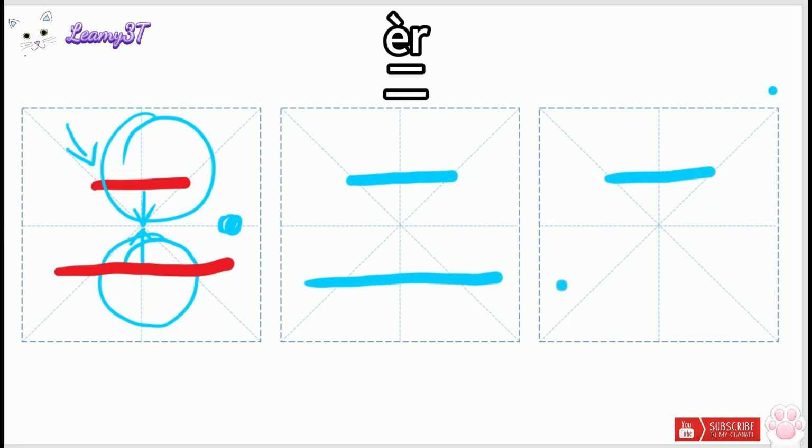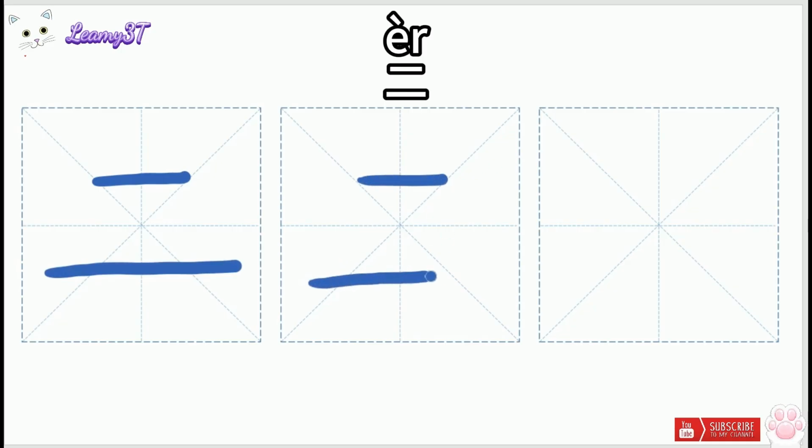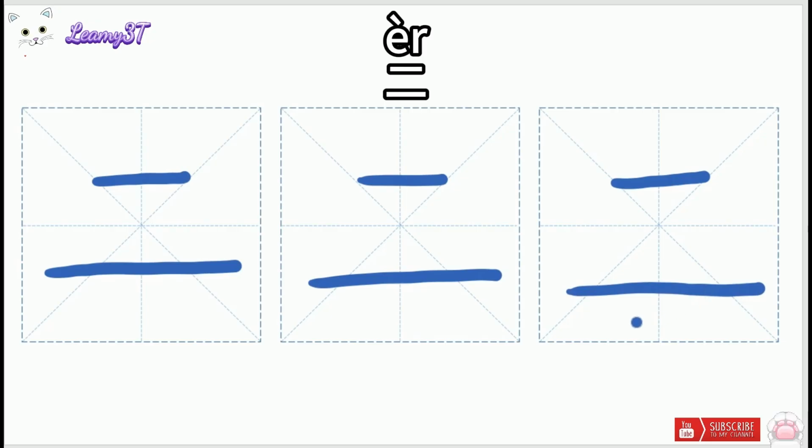Heng, heng. Good, good. Okay, one more time. Follow me to say the stroke. Heng, heng. Again. Heng, heng. One more time. Heng, heng. Very good. This character is 二. 二. It means number 2.